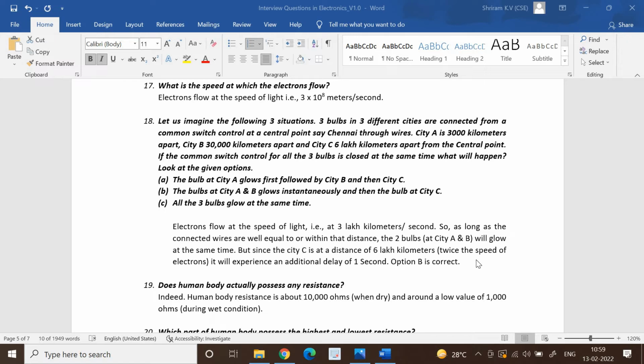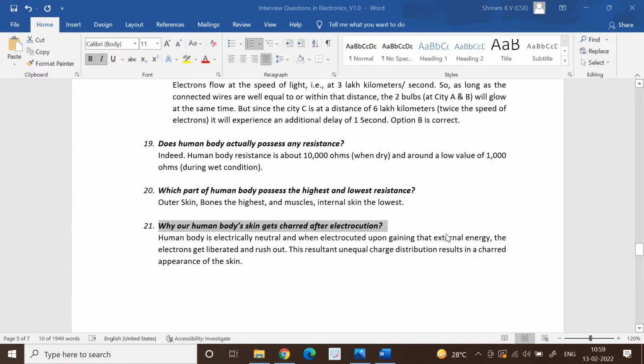But city C is above that distance, which means it is 6 lakh kilometers, twice the range. So it will experience an additional delay of 1 second and hence option B stands correct. The bulbs at city A and B glow instantaneously and then the bulb at city C glows. This is a very important question and a very tricky question as well. So please remember it right.